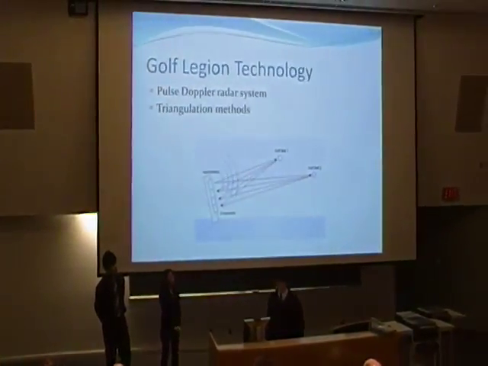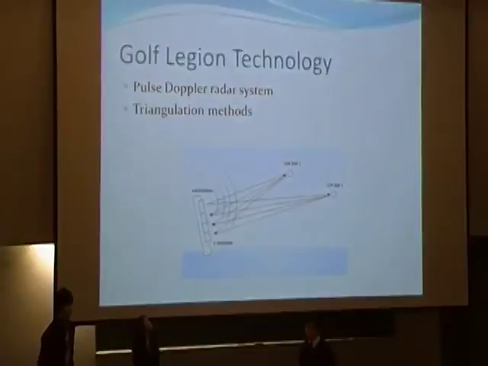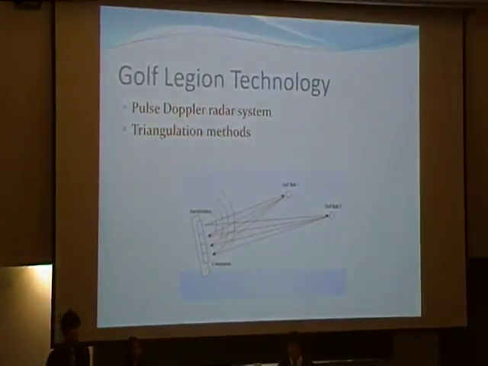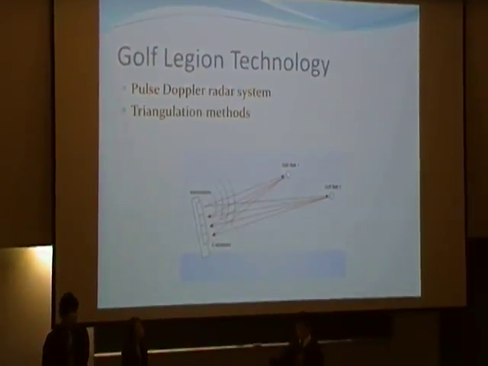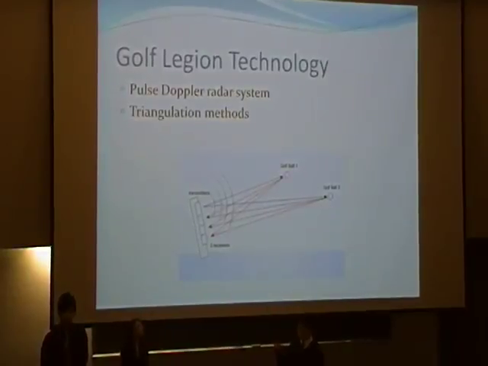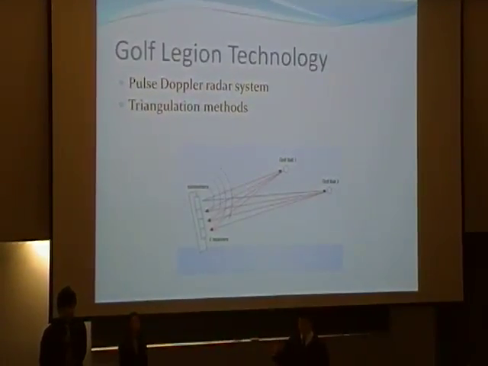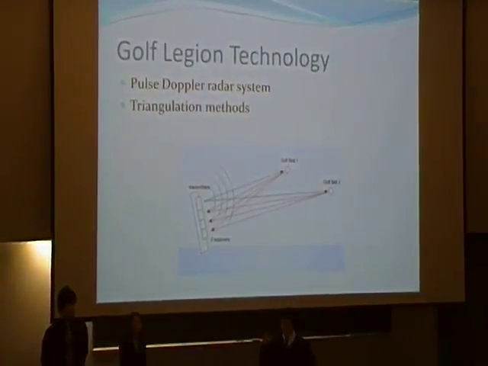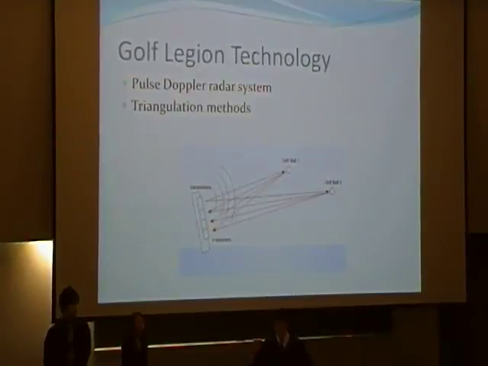Okay, so basically the basis behind our technology is that we'll be using a pulse Doppler radar system, and it's going to be arranged in such a way that it's able to track certain positions, velocity of the golf ball by sending a signal to it and detecting that as a bounce back. And we're going to be doing a triangulation method, which allows us to strategically place the radar so that we can get the most accurate data as possible.